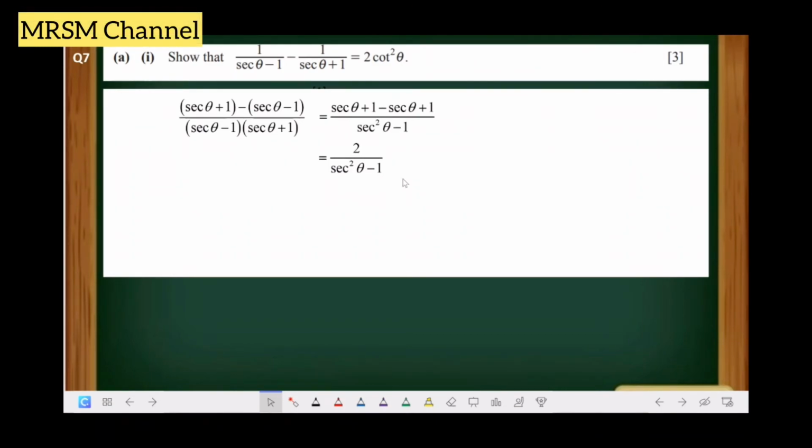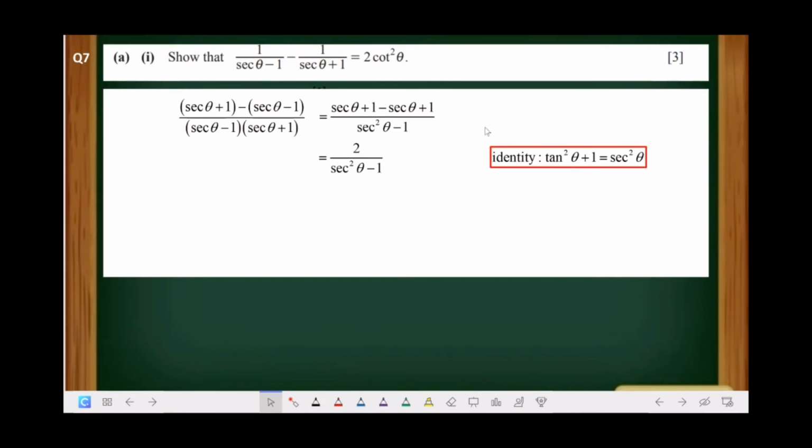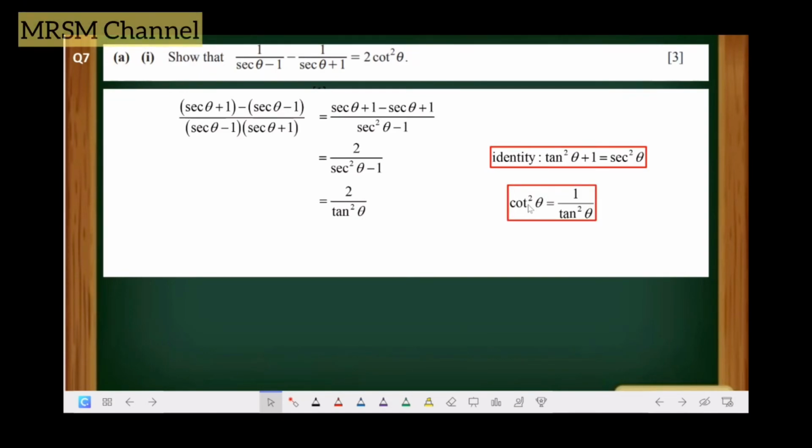So when you do proving, always refer to the identity given. Okay, so this identity will be given to you. In the list of formulae there are identities. Alright, so secant square theta minus 1 is tangent square theta. Okay, so we convert secant square theta minus 1, it will become 2 over tangent square theta. Okay, so this tangent square theta sits at the bottom. Alright, so cotangent square theta is equal to 1 over tangent square theta. Therefore, this is equal to 2 cotangent square theta.